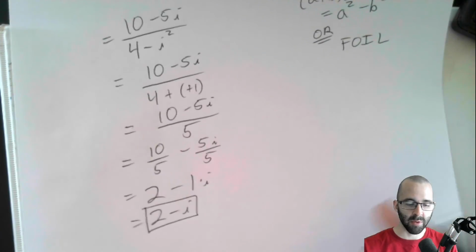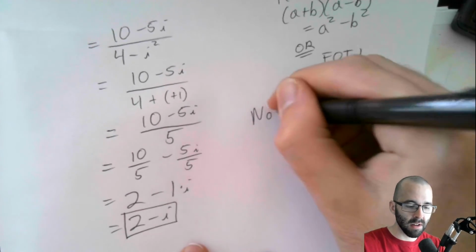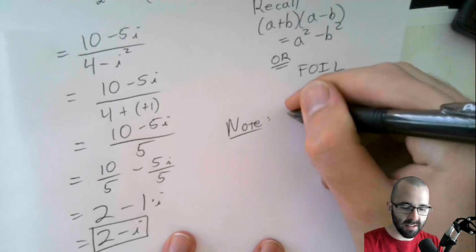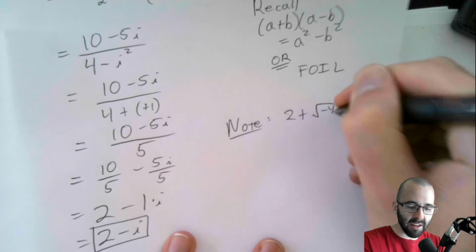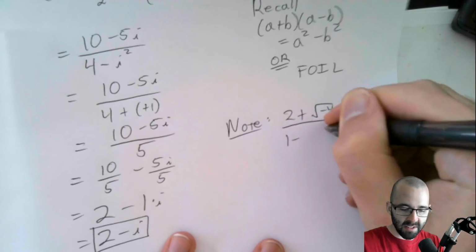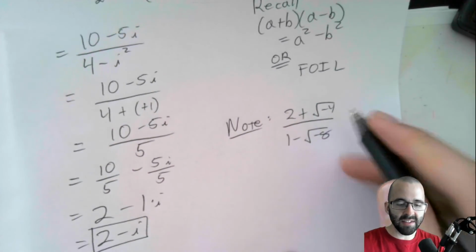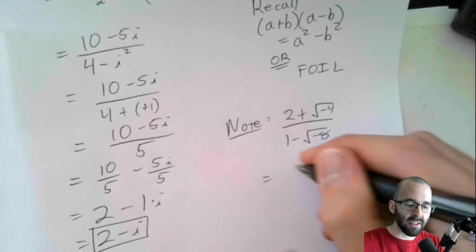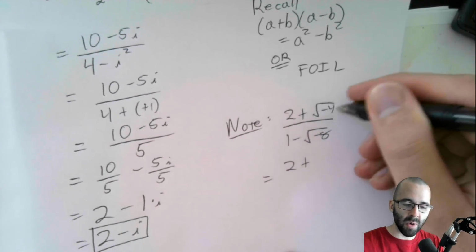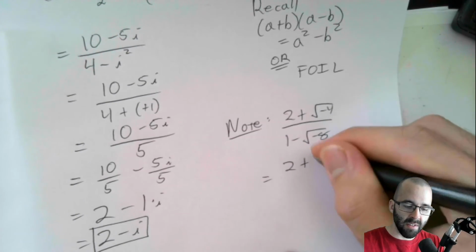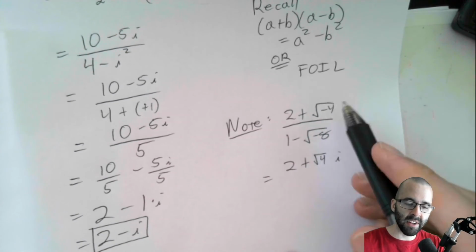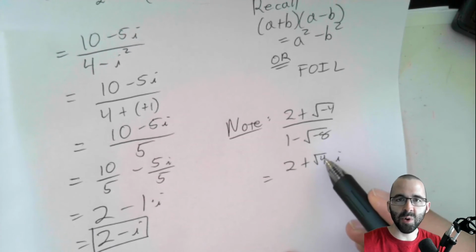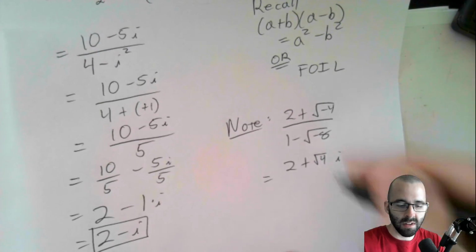One more note I want to make before we finish video 3 is sometimes in these problems on the homework assignment, you're going to get something like this. 2 plus the square root of -4 divided by 1 minus the square root of -8. You may have to take extra steps to simplify this and write it in terms of i, right? So square root of -4, that's the square root of 4i. The negative on the inside means an i, okay? And then square root of 4, you can simplify that to just be 2.